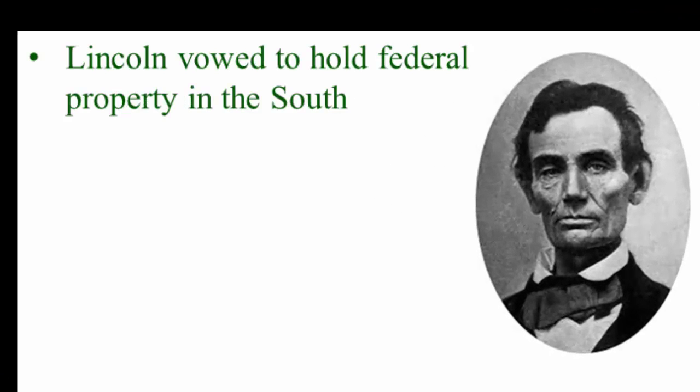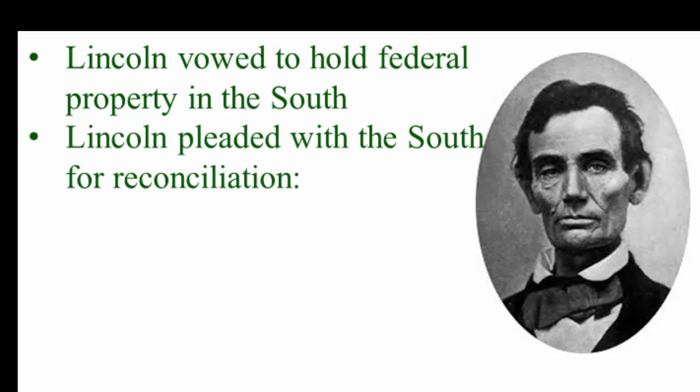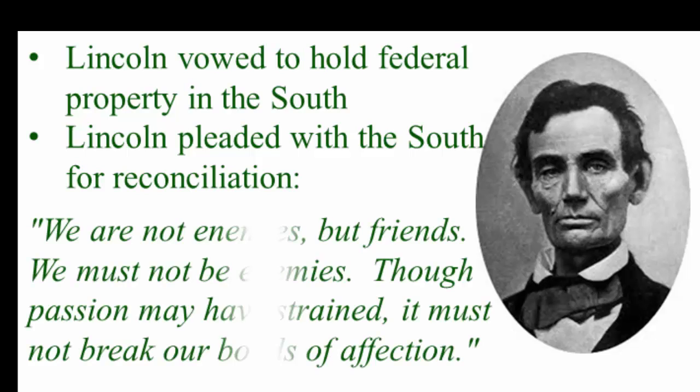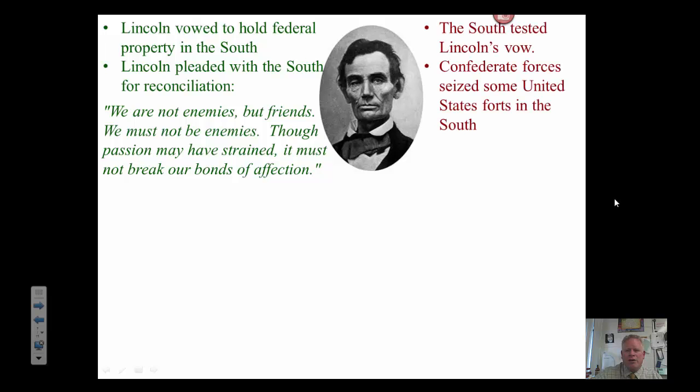Lincoln, once he took office, vowed to hold federal property in the South, and he also pleaded with the South for reconciliation. "We are not enemies but friends. We must not be enemies. Though passion may have strained, it must not break our bonds of affection." So Lincoln reached out to them, but they weren't listening. So they tested Lincoln's vow, and Confederate forces seized or took some U.S. forts in the South.